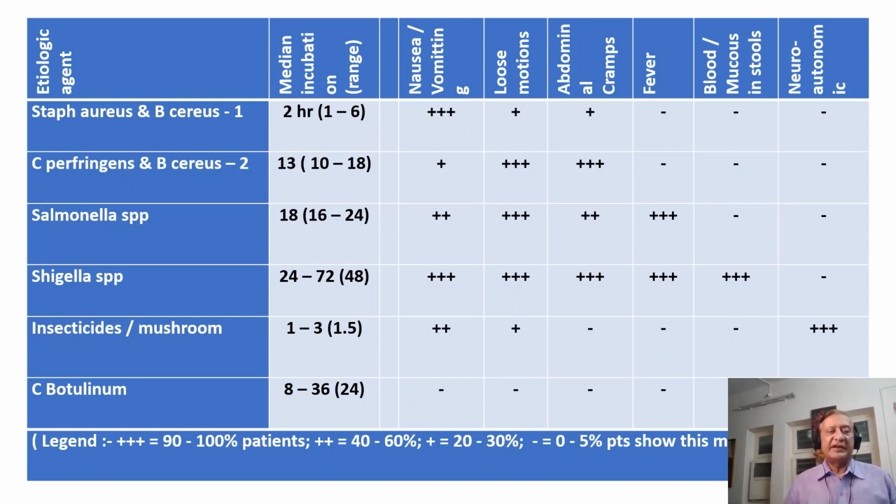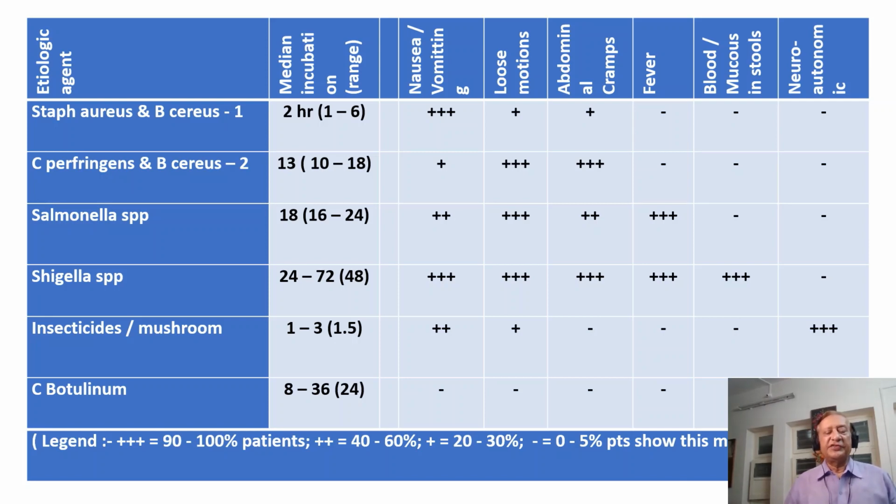As regards C. perfringens and Bacillus cereus type 2, they have a median incubation period of 13 hours with a range of 10 to 18 hours. It is mainly a lower GIT type of manifestation. Nausea and vomiting is very infrequent, whereas loose motions of watery type and abdominal cramps are very frequent in these types of food poisoning.